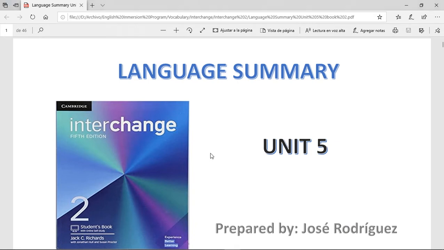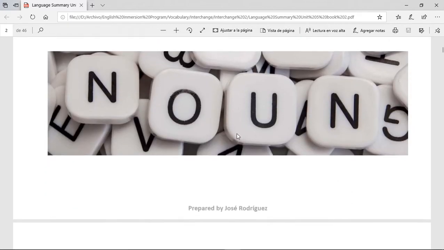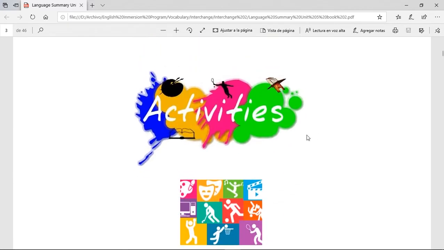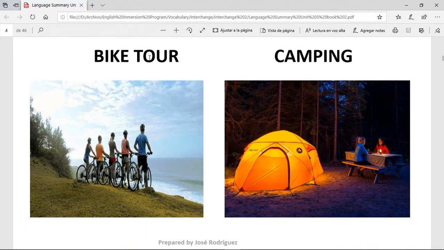Okay, as always, we're going to be starting with the vocabulary for this lesson. So let's go right in. Let's see some nouns. Activities. Bike tour. It's basically a tour with bikes. Oh my goodness, who would have thought? Okay, but the bike tour is like a trip or a specific route that you take going on a bike with a couple of people. Okay, that is a bike tour.